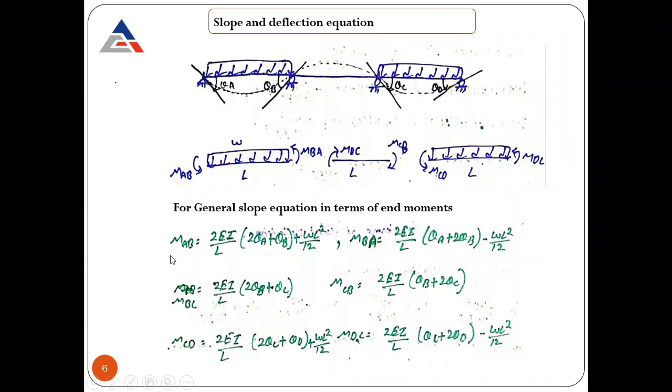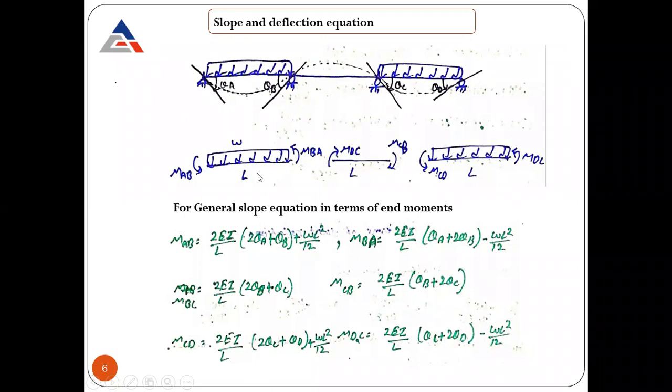So MAB is nothing but 2EI by L, that is 2 theta A plus theta B, plus WL square by 12. WL square by 12 is nothing but the fixed end moment. That value I will let you know how to find as well, because you are not yet aware of how to calculate fixed end moment. So for this particular lecture, just suppose that the value will come.